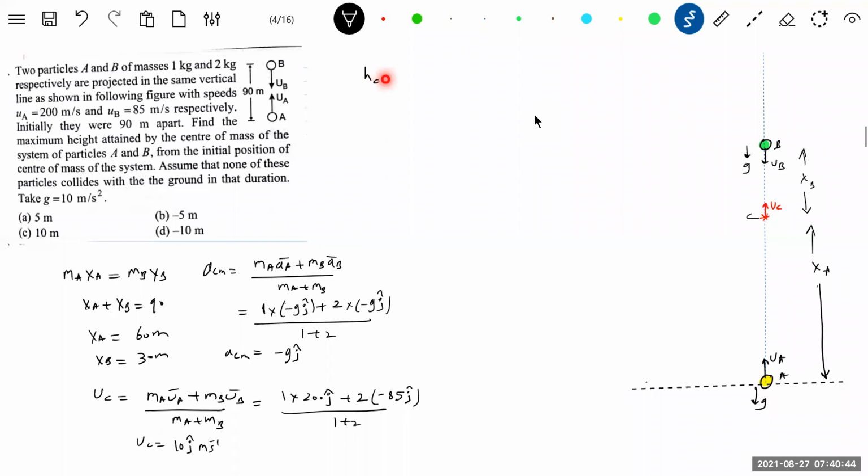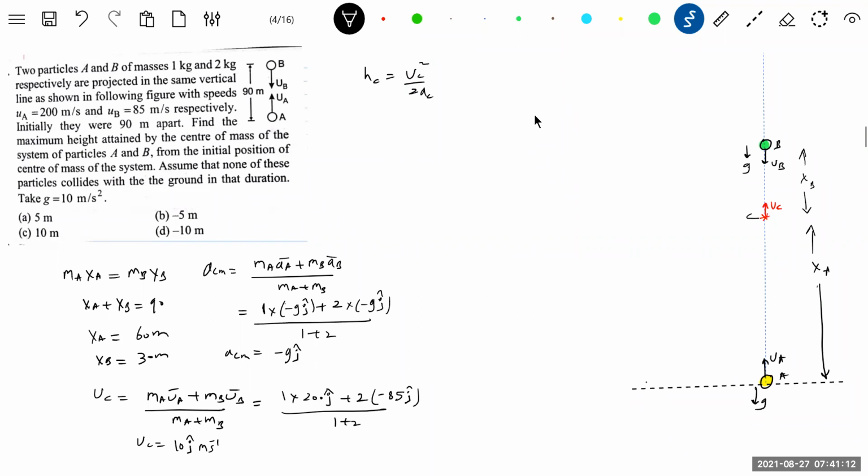So the maximum height the center of mass will ascend is the same thing, like how we applied the kinematics concept. Find the maximum height ascended by the center of mass. What is the expression for maximum height? H equal to u square by 2g. Here, with respect to center of mass, you write it here. So just apply it. If you want to describe the motion of center of mass, take help of equations of motion. That's what it's telling.